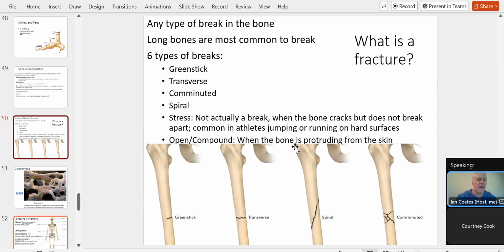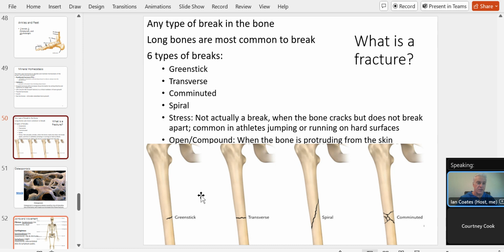Types of fractures and breaks. There's 4 labeled here, but there's actually 6 or so, depending on what source you read. Green stick fracture, you'll see it there, occurs in children. Their bones aren't hard yet, so it's kind of like a green stick from a tree.